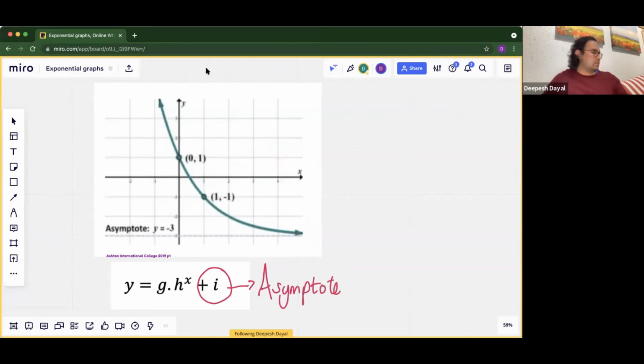And what is the asymptote here? What is the asymptote in this particular question? If you can just let me know in the chat, what is the asymptote that we're working with here?